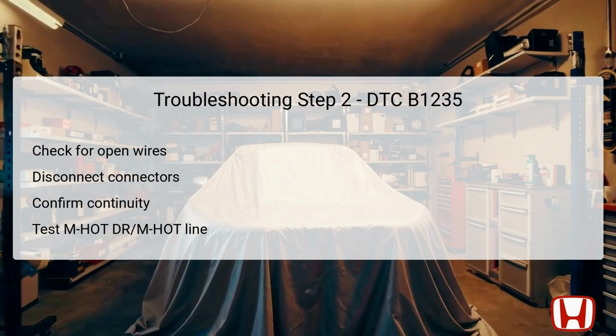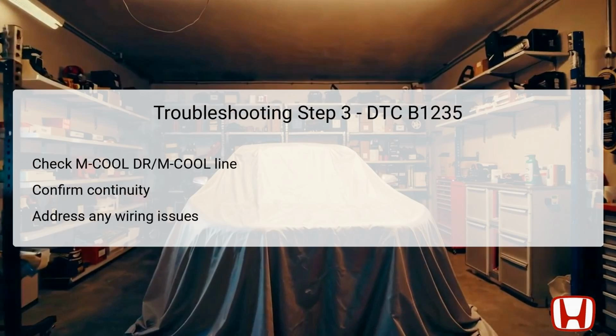This testing needs to be performed under the condition that the ignition is in the lock or off mode. If continuity exists, it indicates that there is no open wire, and the technician can proceed to the next troubleshooting step. If a lack of continuity is detected, this suggests a break in the wire that needs repairs.